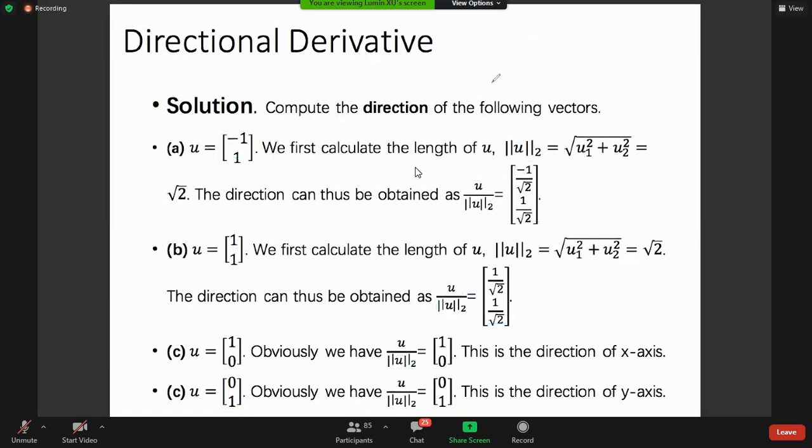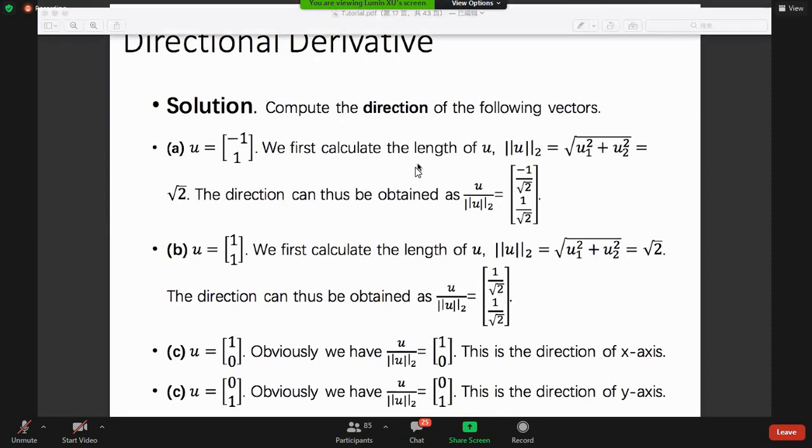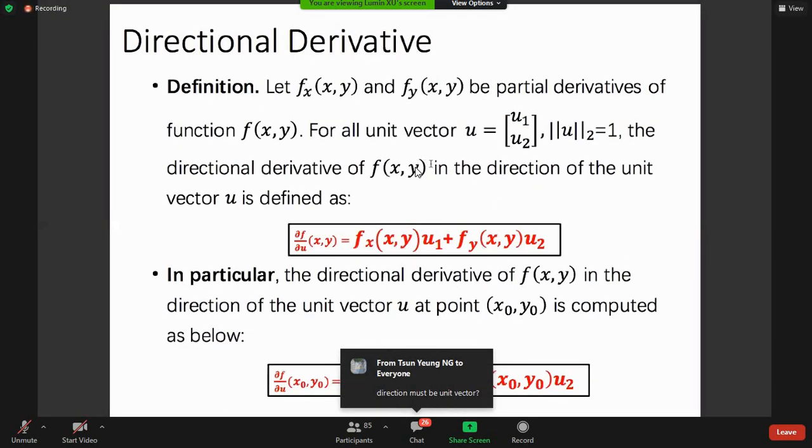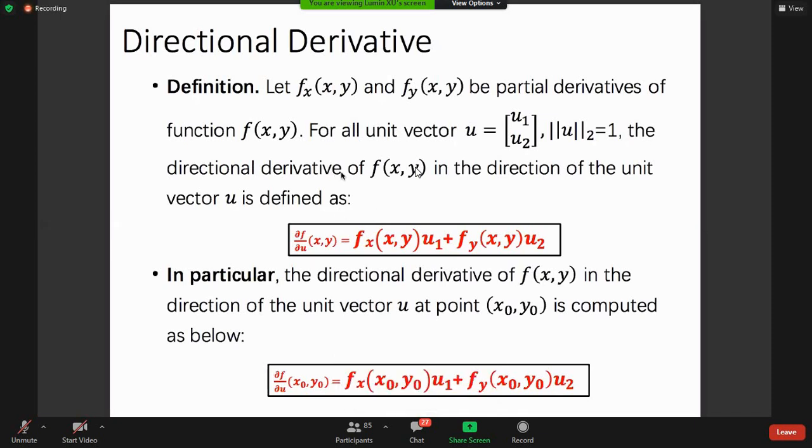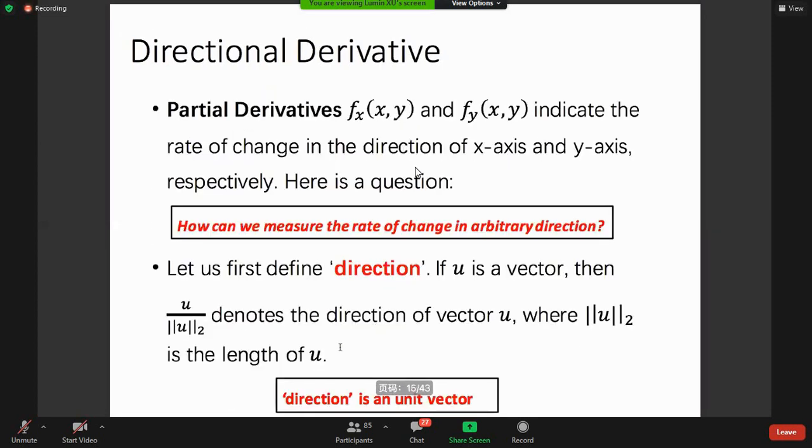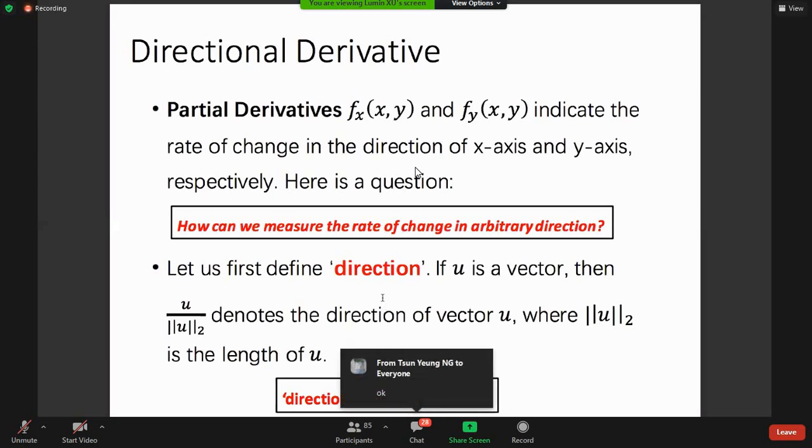Okay. Now let's move on to the next part. So now we know the definition of direction. Then, any questions? Yeah. According to the definition, the direction should be a unit vector. As it's a unit vector, it should be divided by the length.